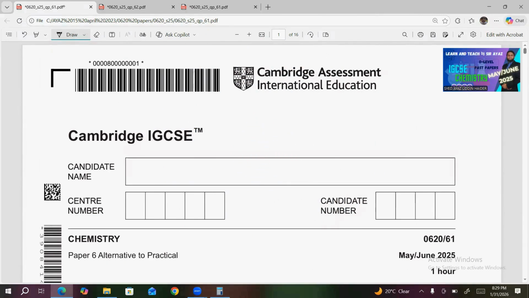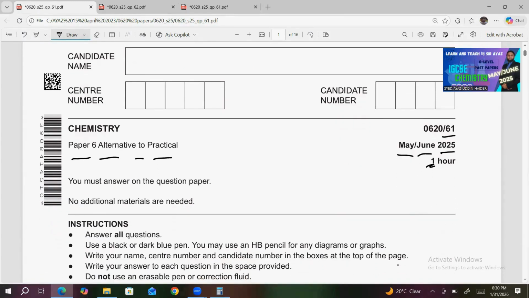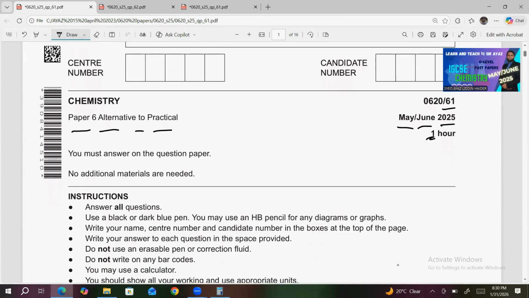So let's continue past paper session, and this time I've selected paper 6, that is alternative to practical. It's May, June 2025 and variant is 61. This time I've selected variant 61. The total time for this paper is 1 hour. You have to answer all the questions on the question paper.